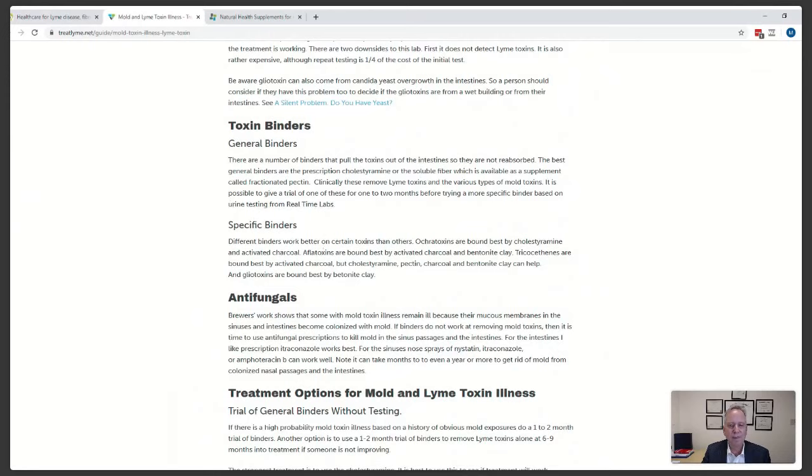In the specific binders, for instance, ochratoxins are bound best by cholestyramine and activated charcoal. Aflatoxins are bound best by activated charcoal and bentonite clay. Trichothecenes are bound best by activated charcoal, but cholestyramine, pectin, and bentonite clay can help, okay? And gliotoxins are bound best by bentonite clay, okay? So that's why it's good to get the urine test done, so you can figure out which one works best.